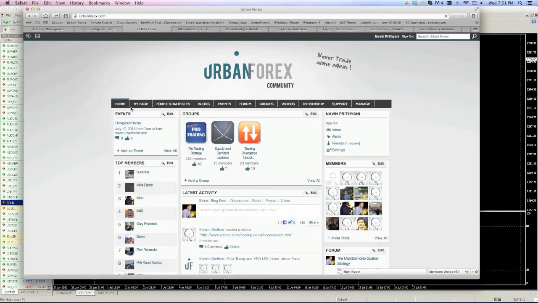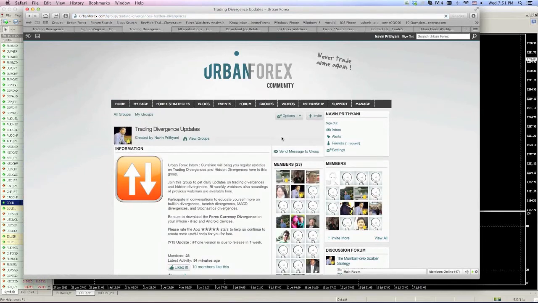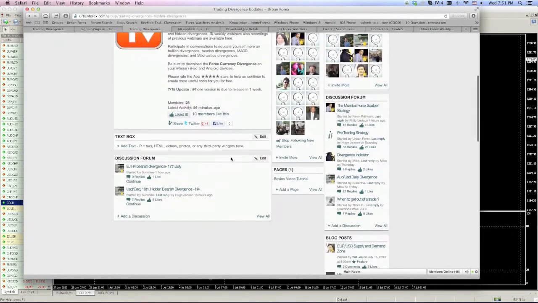Naveen, is there any point in looking for divergences in a range bound market? No, no point. No point at all. Okay, trading divergences right here. At what time frame should one look at divergences? The higher the time frame, the better. I personally prefer 1 hour and above. Okay, personal favorites are 4 hours.